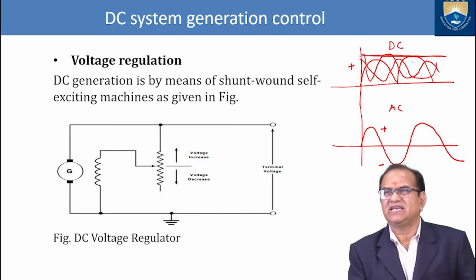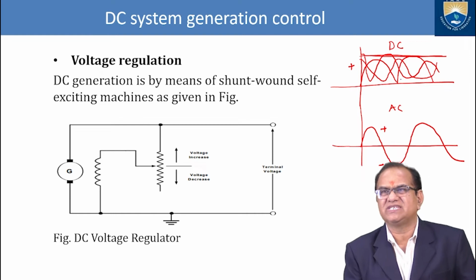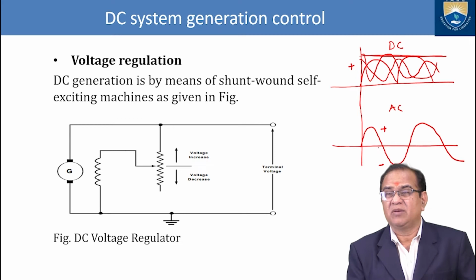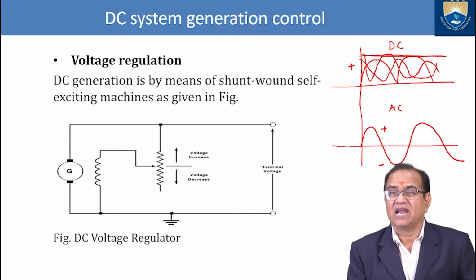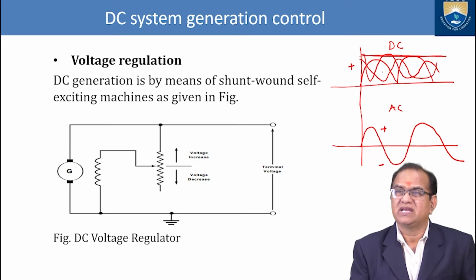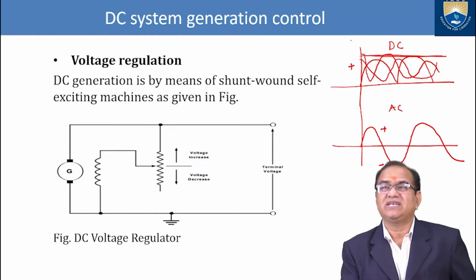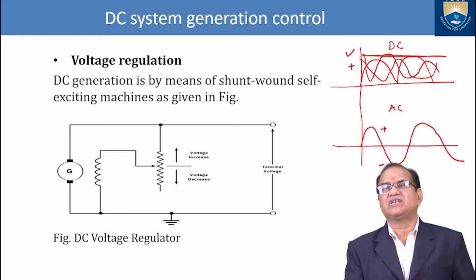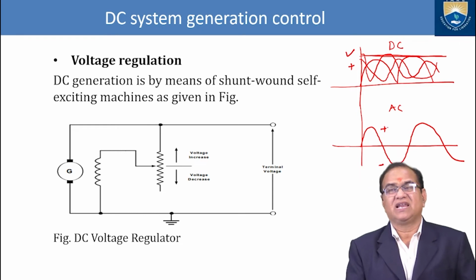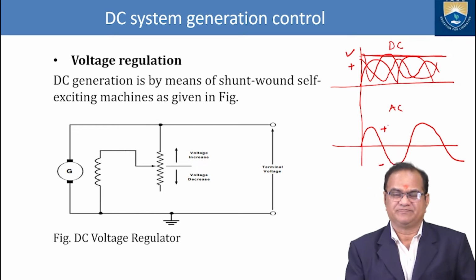Compared to the AC, the voltage of the DC is very smooth, but here it is in both directions, plus and minus, vibrating like a vibration. But here it is only in one direction, that is the plus direction. So that is the advantage of this. The fluctuation of the voltage and the current is limited, not like AC.